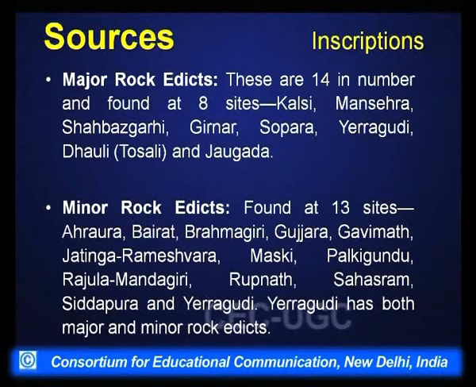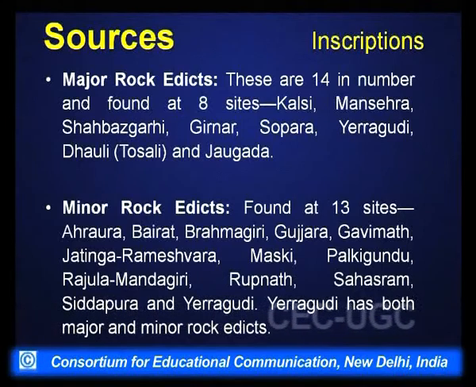Now, these major rock edicts are found from 8 sites. These are 14 in number, so that means from these 8 places we have 14 inscriptions at each place, and the places can be seen on the screen: Kalsi, Mansera, Shahbazgarhi, Girnar, Sopara, Yerragudi, Dhauli or Tosali, and Jaugada, which is also known as Sambapa. Now, you can see that these inscriptions are spread almost all over the country, and they have certain significance about which we shall talk right now.